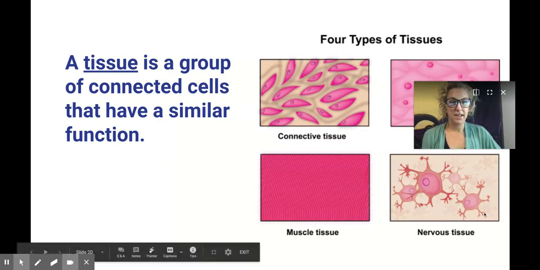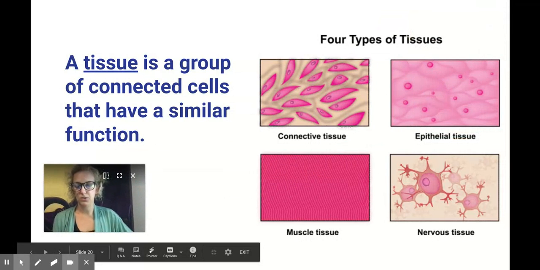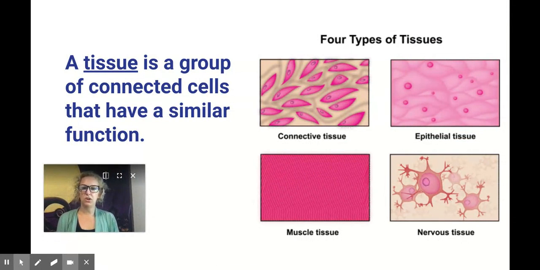Now, the last part is just talking about how these cells are organized into tissues. So just remember that tissues are the next step up on our pyramid. You have that written in your notes. A tissue is a group of connected cells that have a similar function. So connective tissue, like blood, is all made of similar types of cells. Epithelial tissue is made of epithelial cells. Muscle tissue is made of muscle cells, and nervous tissue is made of nervous cells. It's pretty straightforward.